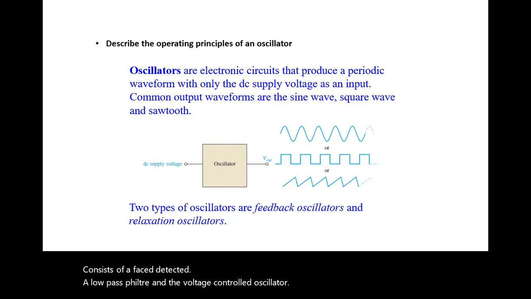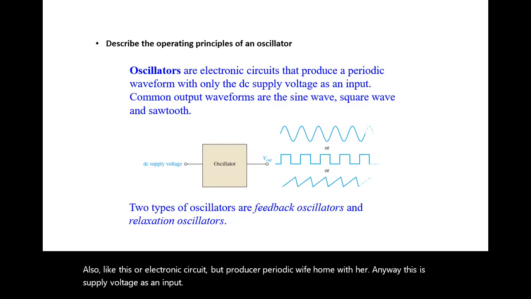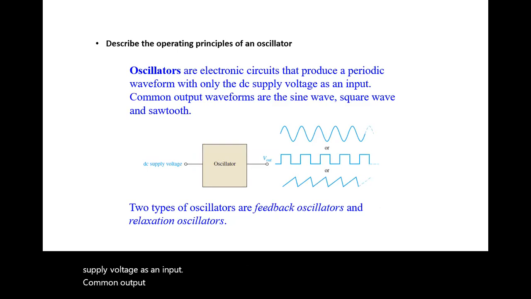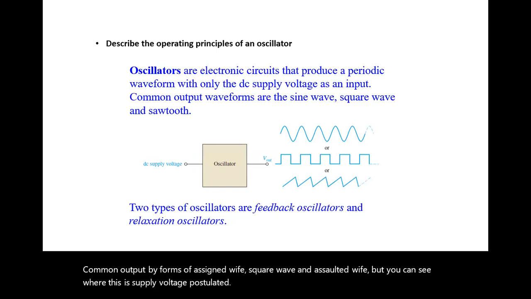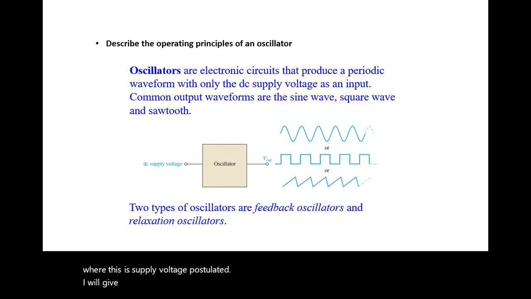Describe the operating principle of an oscillator. Oscillators are electronic circuits that produce a periodic waveform with only the DC supply voltage as an input. Common output waveforms are the sine wave, square wave, and sawtooth wave. There you can see the DC supply voltage for the oscillator, and it will give you either a sine wave, a square wave, or a sawtooth wave. These two types of oscillators are feedback oscillators and relaxation oscillators.